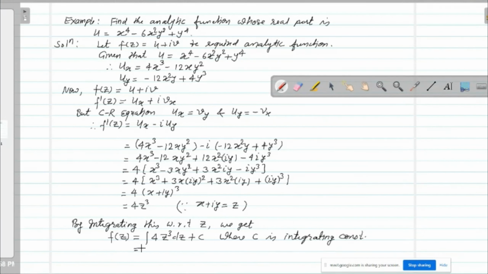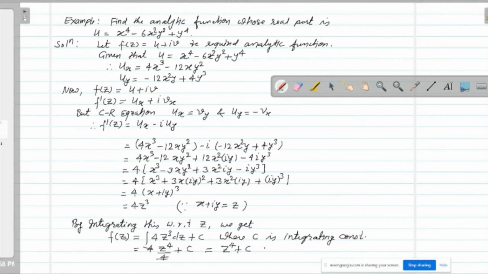So just integrate this. So this is 4, and if you integrate this, z raised to 4 by 4 plus c. So this 4 and this 4 will cancel. So you will get z^4 plus c, which is your required analytic function.